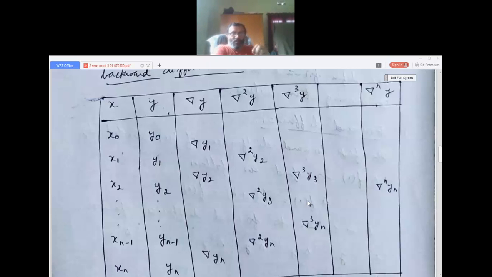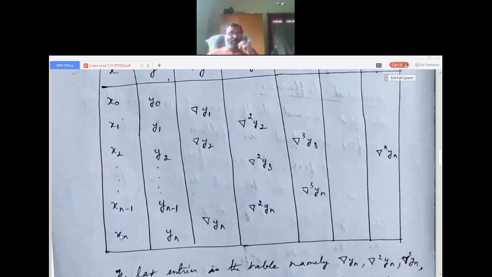Now you can see here x0, x1, x2, x3 till xn minus 1, xn. The first column, x, is the independent variable. I told you that it is called the argument. And y starts with y0, y1, y2 till yn minus 1, yn.